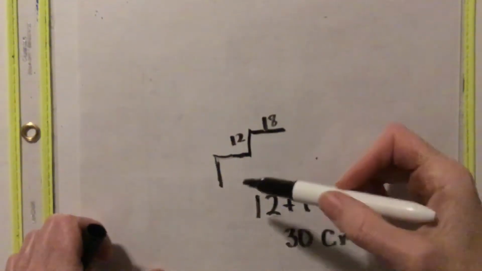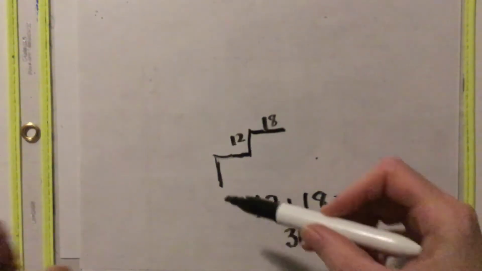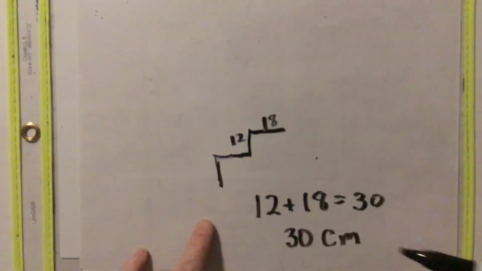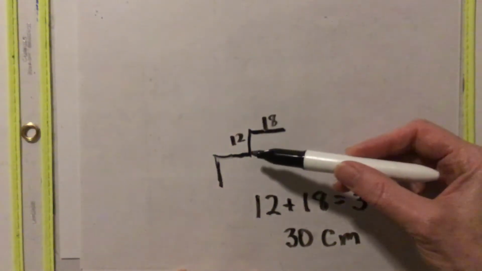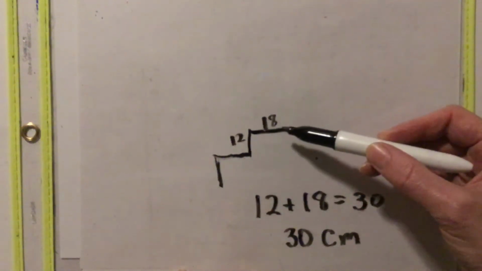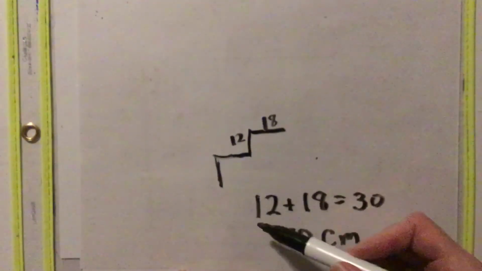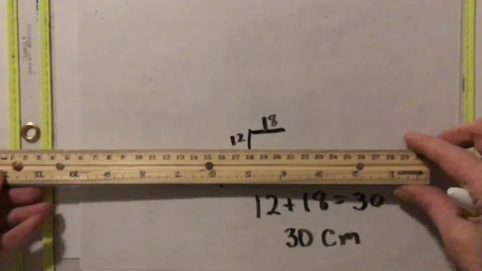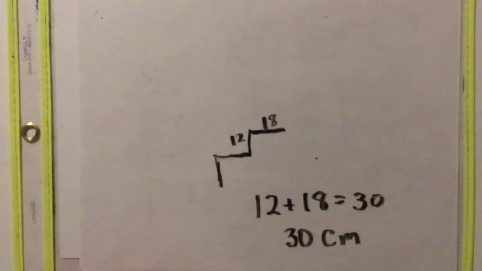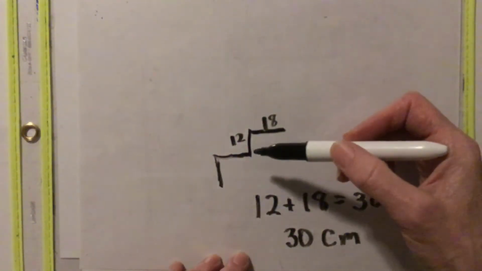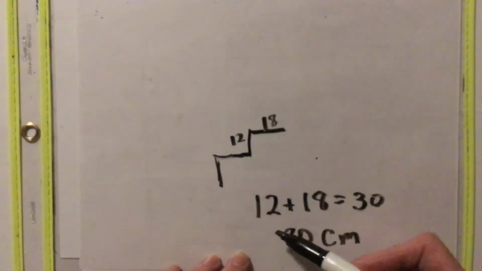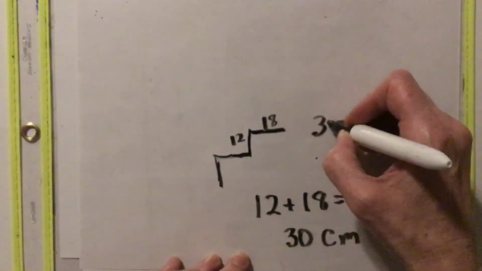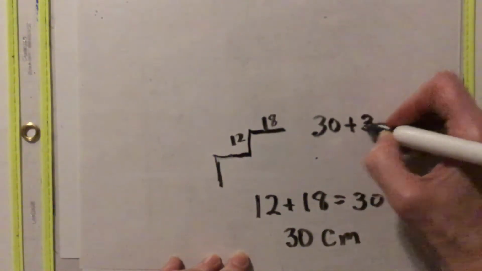Okay, to find the total length for my string lights to go along the side of my stairs, we need to find the height and width of my second stair. We've already done it for my first stair, 18 plus 12, and we used our ruler to figure out that that is 30 centimeters. But now we need to figure out the second stair. Well, we know that 18 plus 12 is 30, so we just need to add 30 and 30.